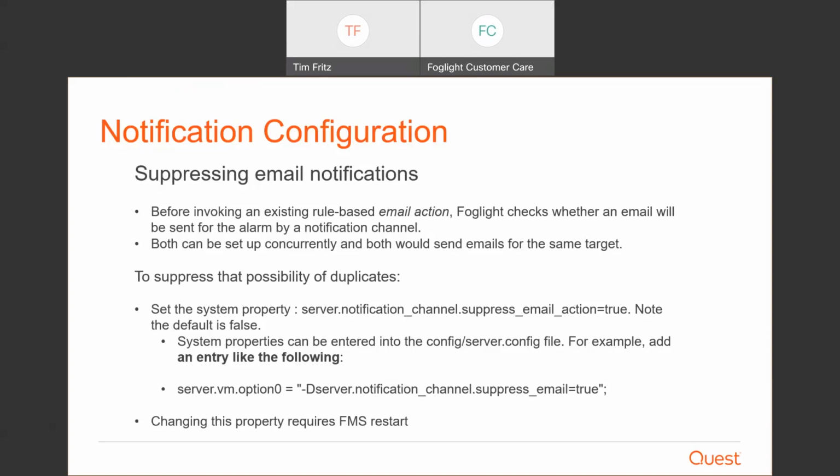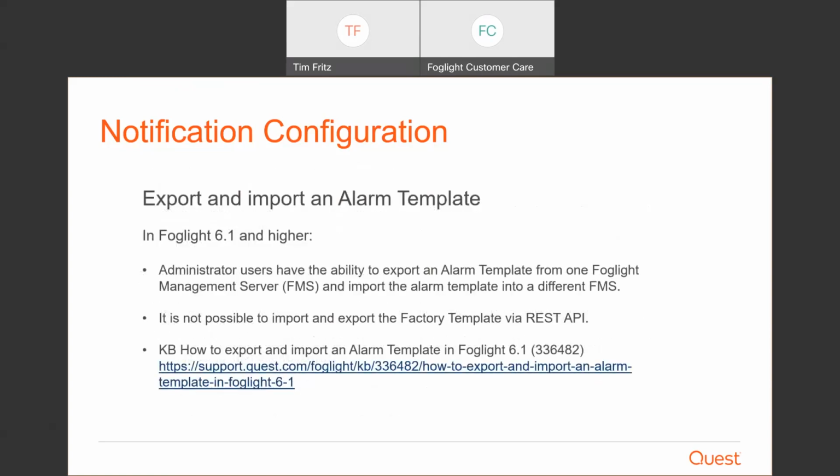All right. This is also possibly important if you have multiple Foglight management servers. You can export and import an alarm template. Both of these are REST APIs, the export and the import, and it's all talked about in this KB article that's listed here. There's a link on the slide as well, but there you go. If you're interested in using that, that's all documented there.